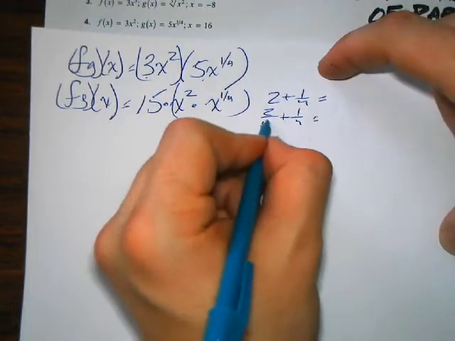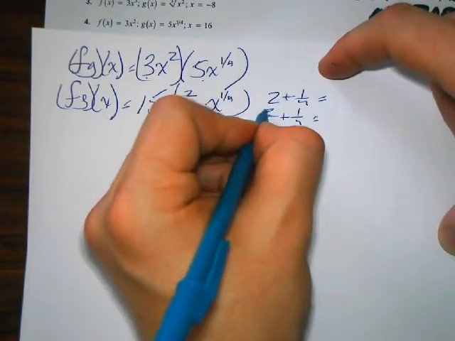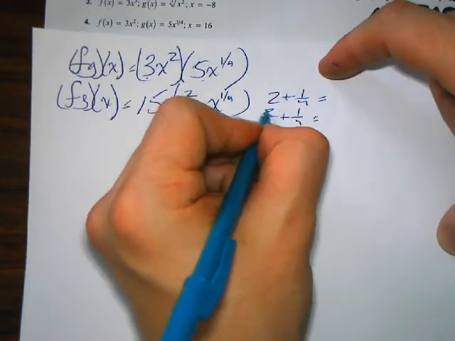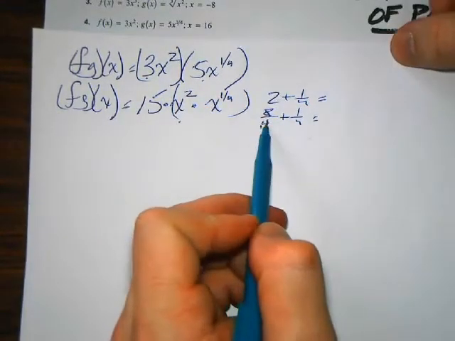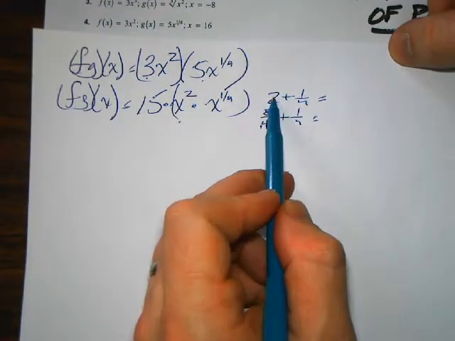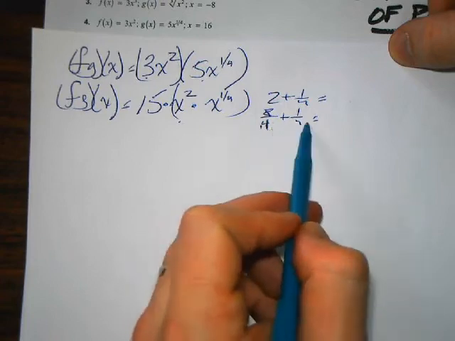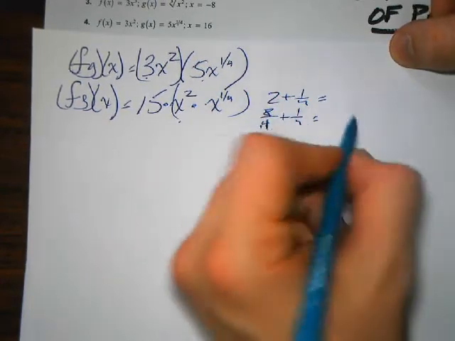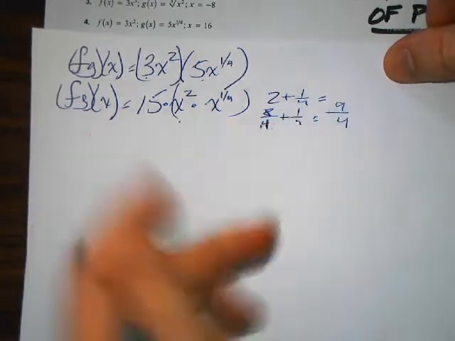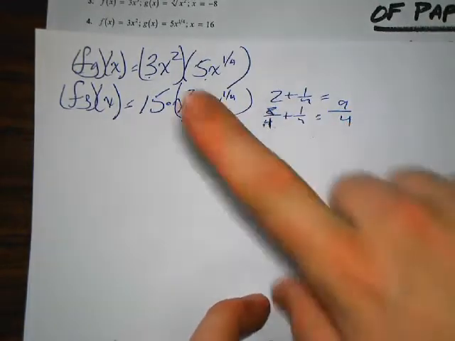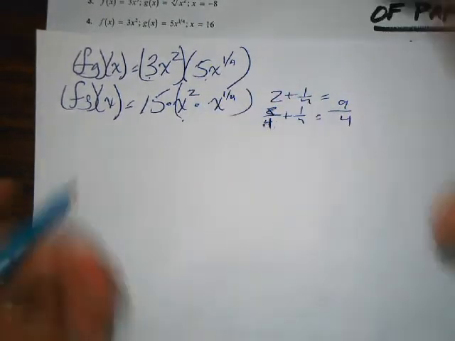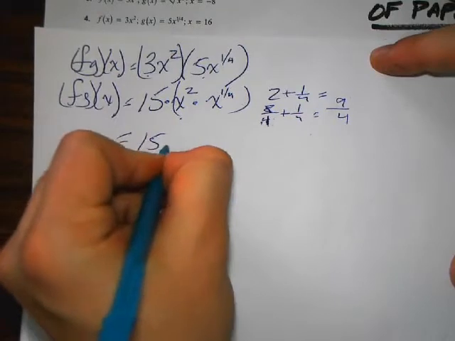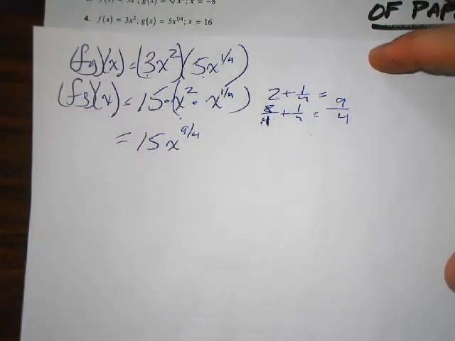So if I multiply 1 times 4, I can multiply the top by 4 as well. 2 times 4 is 8. So now 8 over 4, 8 divided by 4 is still 2. I haven't changed anything. It's an equivalent fraction, but it allows me to add my exponents as a common denominator. So 8 plus 1 is 9. This is going to be 9 over 4 as my exponent on the x. Equals 15 times x to the 9 over 4 power.